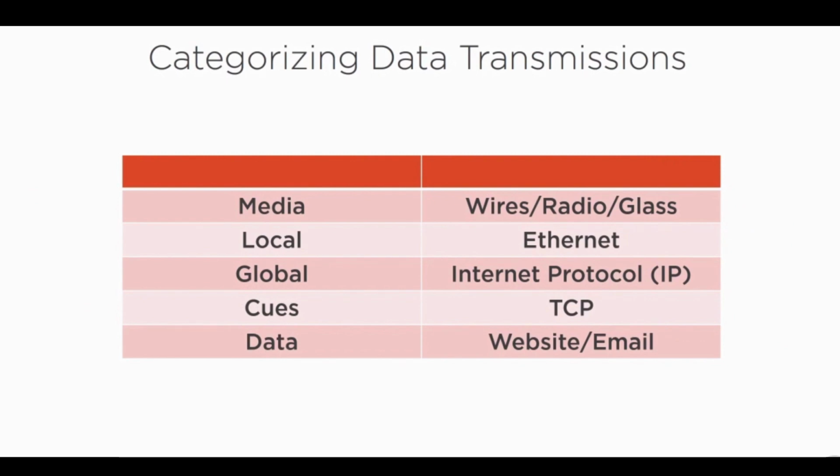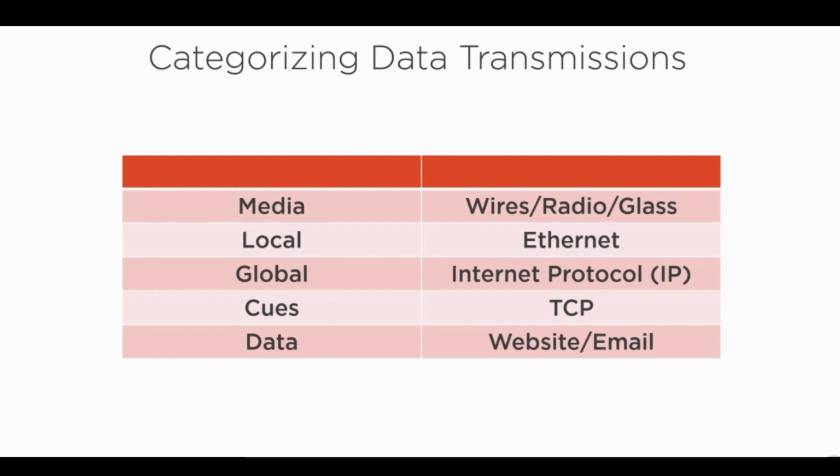So we need wires, radio, or glass. We need Ethernet, we need Internet Protocol, we need TCP. All of that has to be in place simply to be able to send the website. The dependencies of these pieces show up in exactly this order.